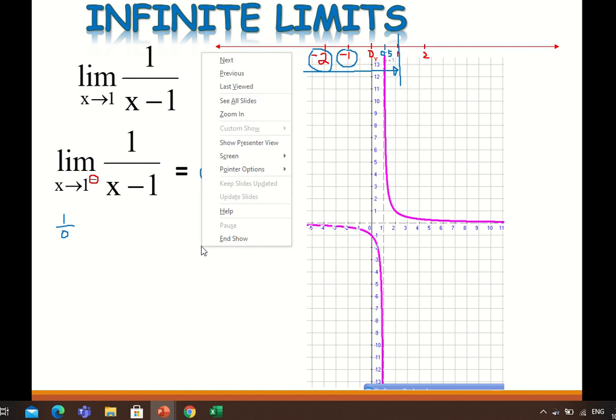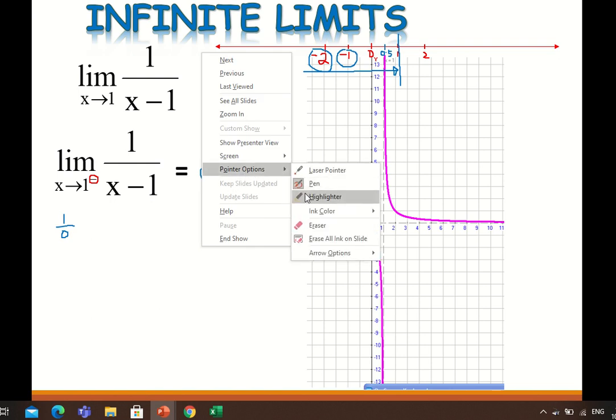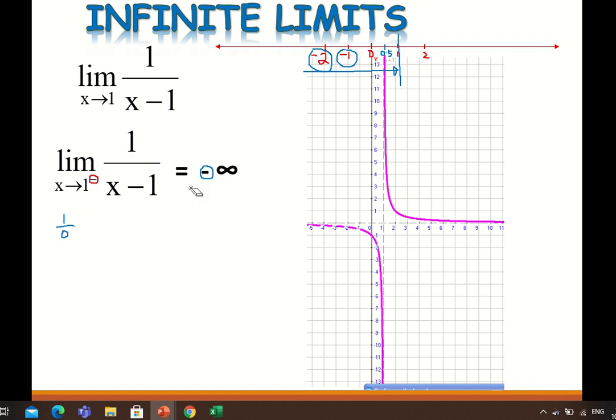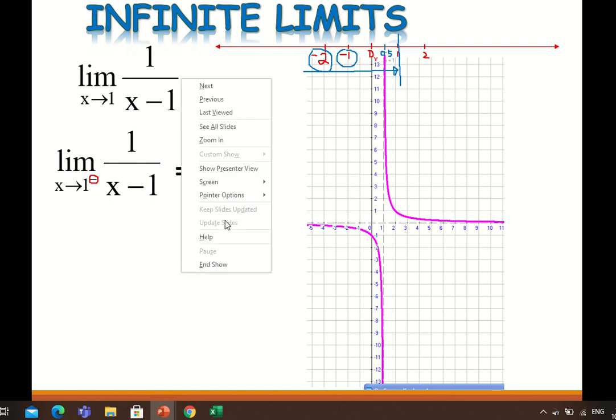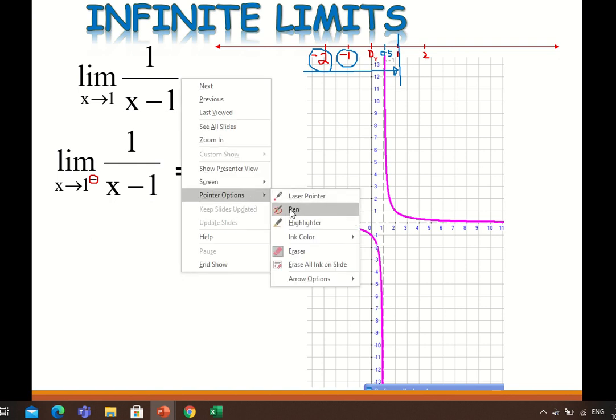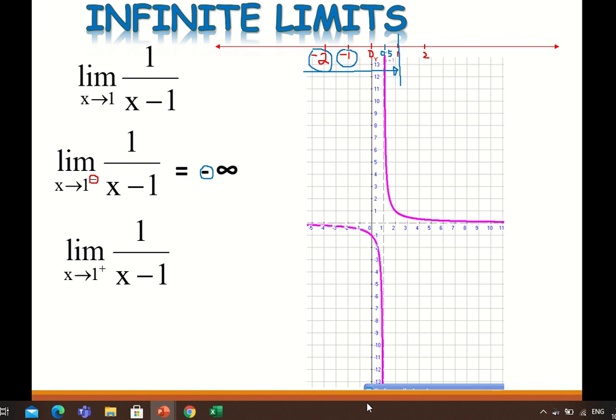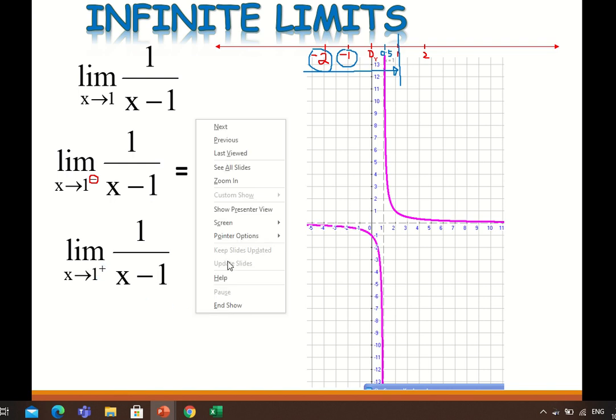Alright, now next we are going to determine the limit also for the function, but this time coming from the right. Next we have the limit of 1 divided by x minus 1 as x approaches 1, but this time coming from the right.